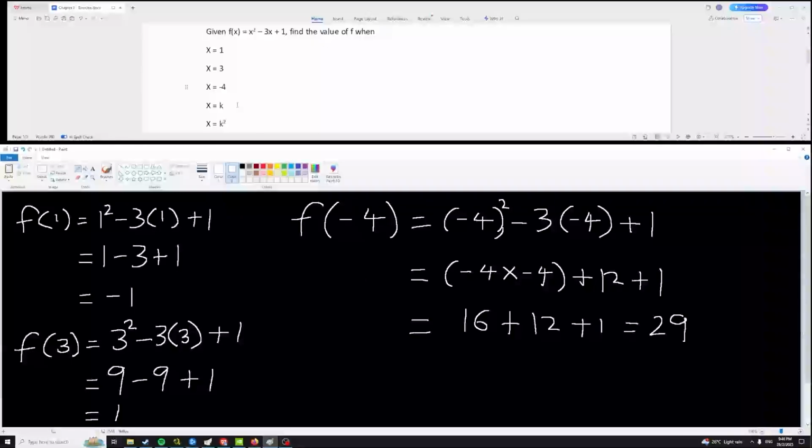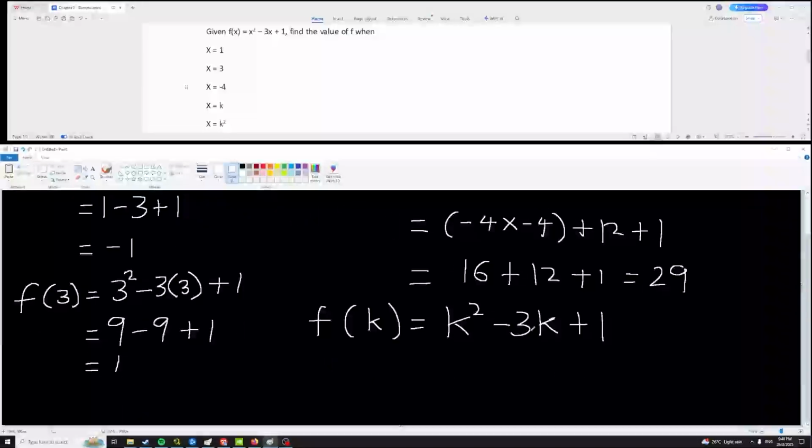Then the next one is replacing x with k. So this one is actually very easy. Basically, it's just replacing x with k, so it's k to the power 2, minus 3k, plus 1. Just like that.